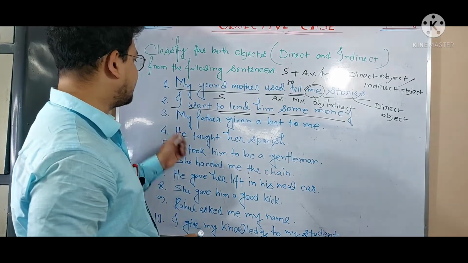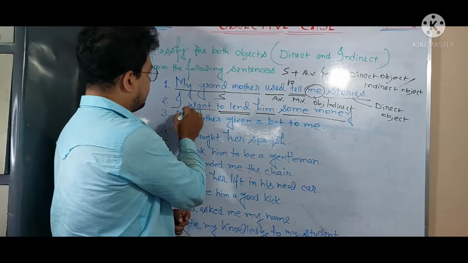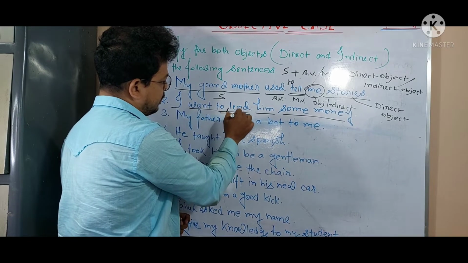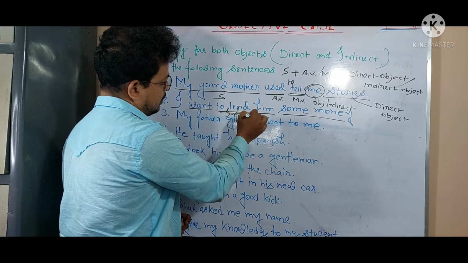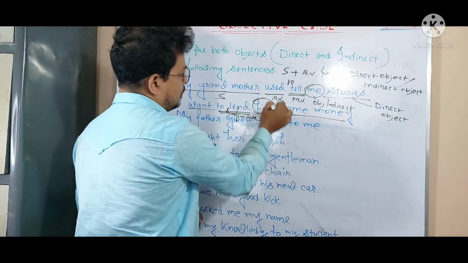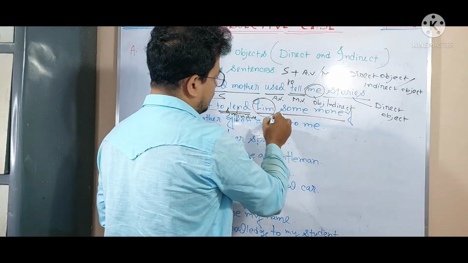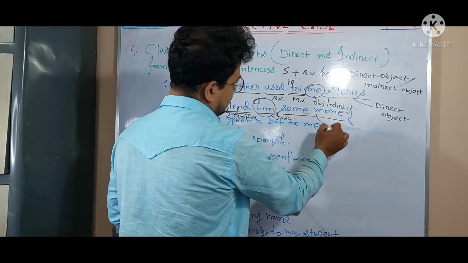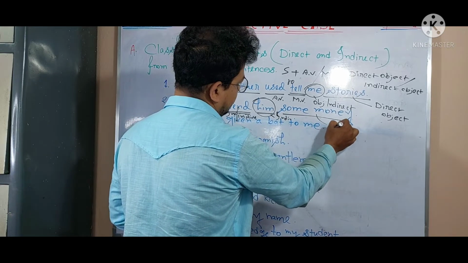Next, the second one. I already told you before that it is an infinitive. Whom? It will become the indirect object, and some money is the direct object.